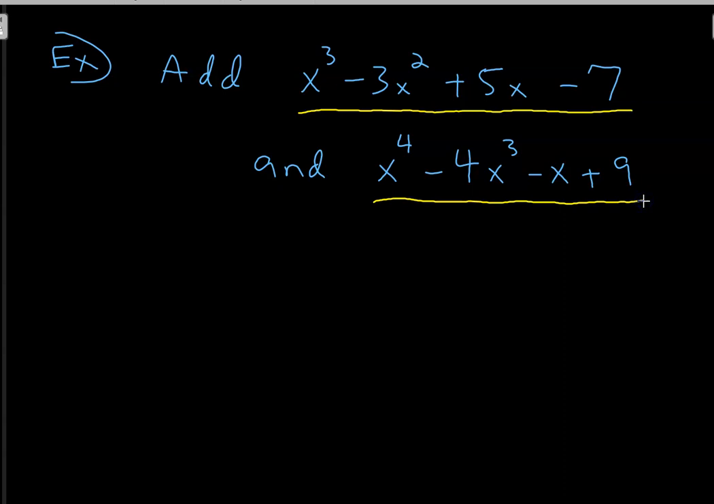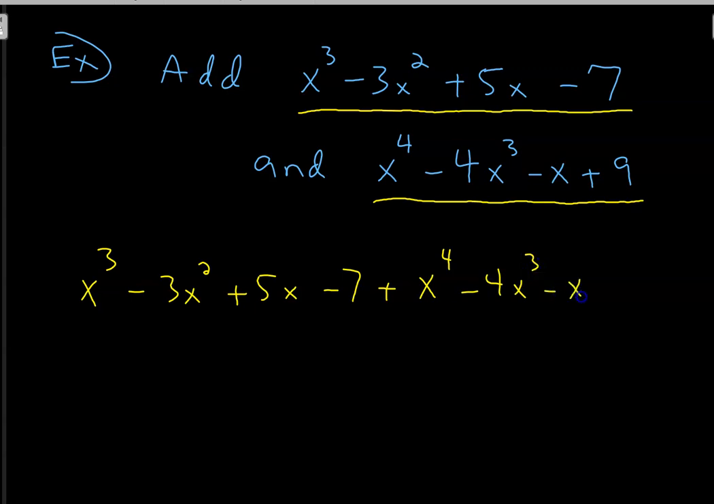So we're going to add those. There are lots of ways you can add them. You can add them horizontally or vertically. So I'm just going to add them horizontally, and I'm going to write it all in one list. So I'm going to write x to the 3rd, subtract 3x squared, plus 5x, subtract 7, plus x to the 4th, subtract 4x to the 3rd, subtract x, plus 9. And what we're looking for are the like terms.